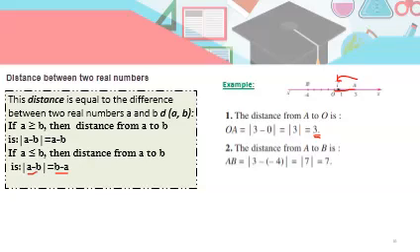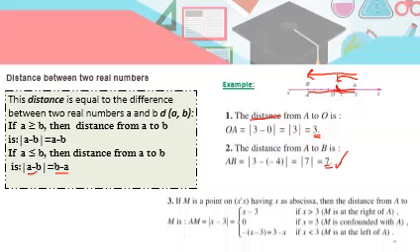But the distance from A to B, if you can see here, is 7. Okay? So the distance is 3 minus 4, so it's the absolute value of 7, which is 7. So the distance should be a positive value. So the absolute value is a positive value.